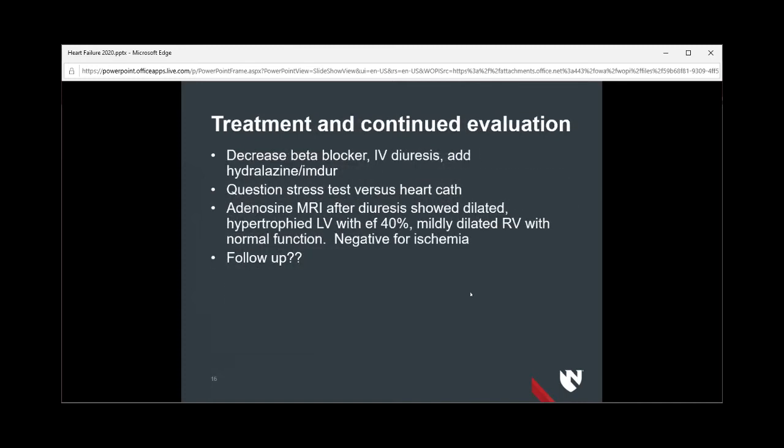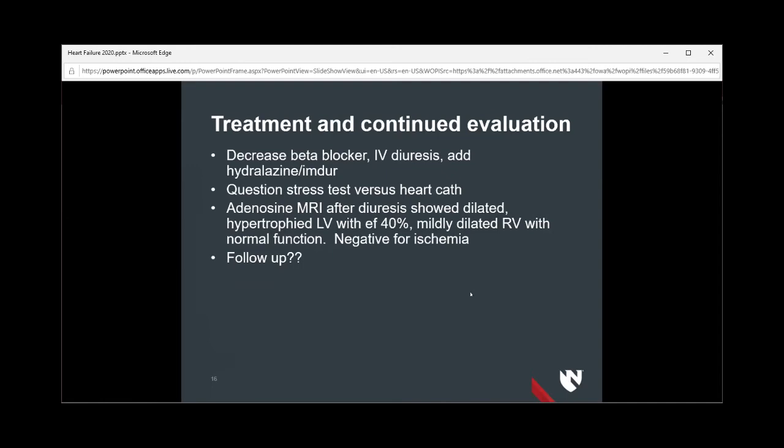So we decreased his beta blocker, we continued his IV diuretics, and we added hydralazine and IMDR. When you have a patient that's newly diagnosed with heart failure, you should not have them on beta blockers because it could worsen their output and send them into cardiogenic shock. We didn't stop it because he had been on it for a couple of days and tolerated it, but we lowered it. And we added hydralazine and IMDR for afterload reduction. We felt that where his creatinine was, we wanted to try to further afterload reduce him with those elevated pulmonary pressures and see how it went.